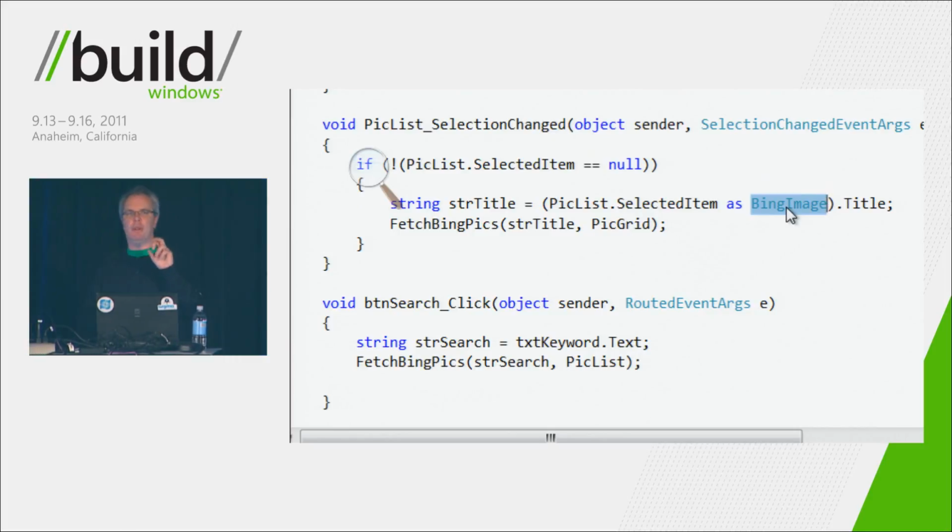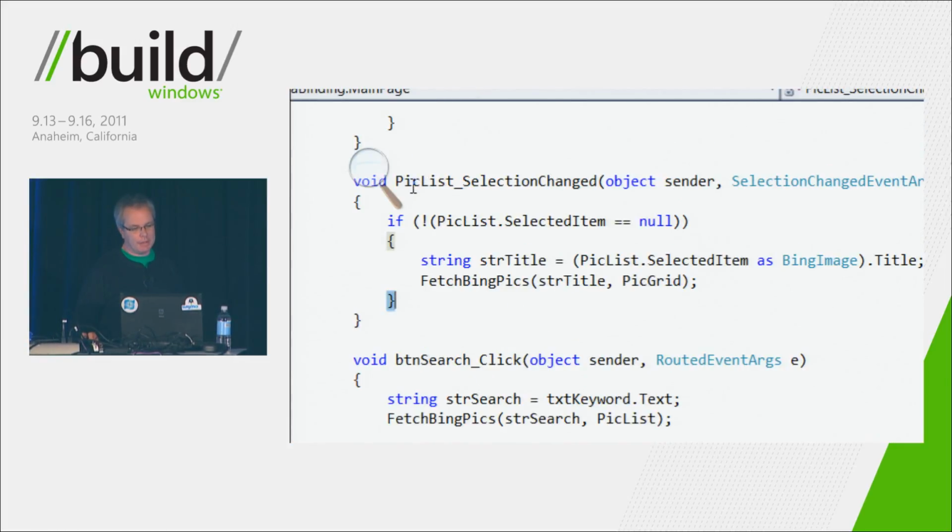Well, both of those fields exist on a Bing image, so I can actually just take the selected item and cast it to be a Bing image. I don't have to say Bing image x equals new Bing image, x.title equals selected item.title, x.thumbnail equals selected item.thumbnail. I can just cast it off to a Bing image, pull the string out of that, and then call my fetch Bing pics from that. And I do exactly the same on the selection changed for the grid, and that's how I was able to write the same piece of code that would call the Bing service and get the images down from both of them.